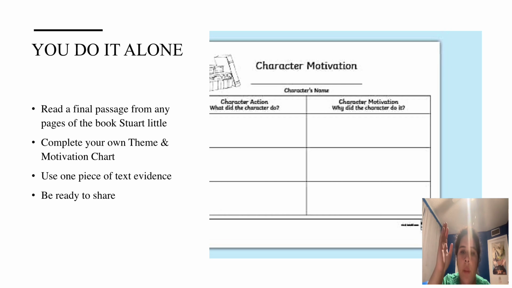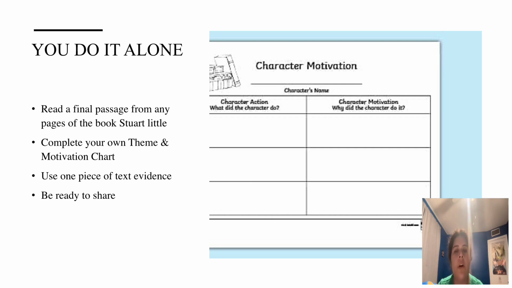So now that you guys have done it all together and collaborated, what you're gonna do is the same thing you did with your partners, but you do it individually. You're gonna turn to page 5 of the book that I gave you and complete the motivation chart, and you're gonna use one piece of text evidence to be ready. At the end of it, I'm gonna pick 5 people to be ready to share what you found. I'm gonna give you an example here.